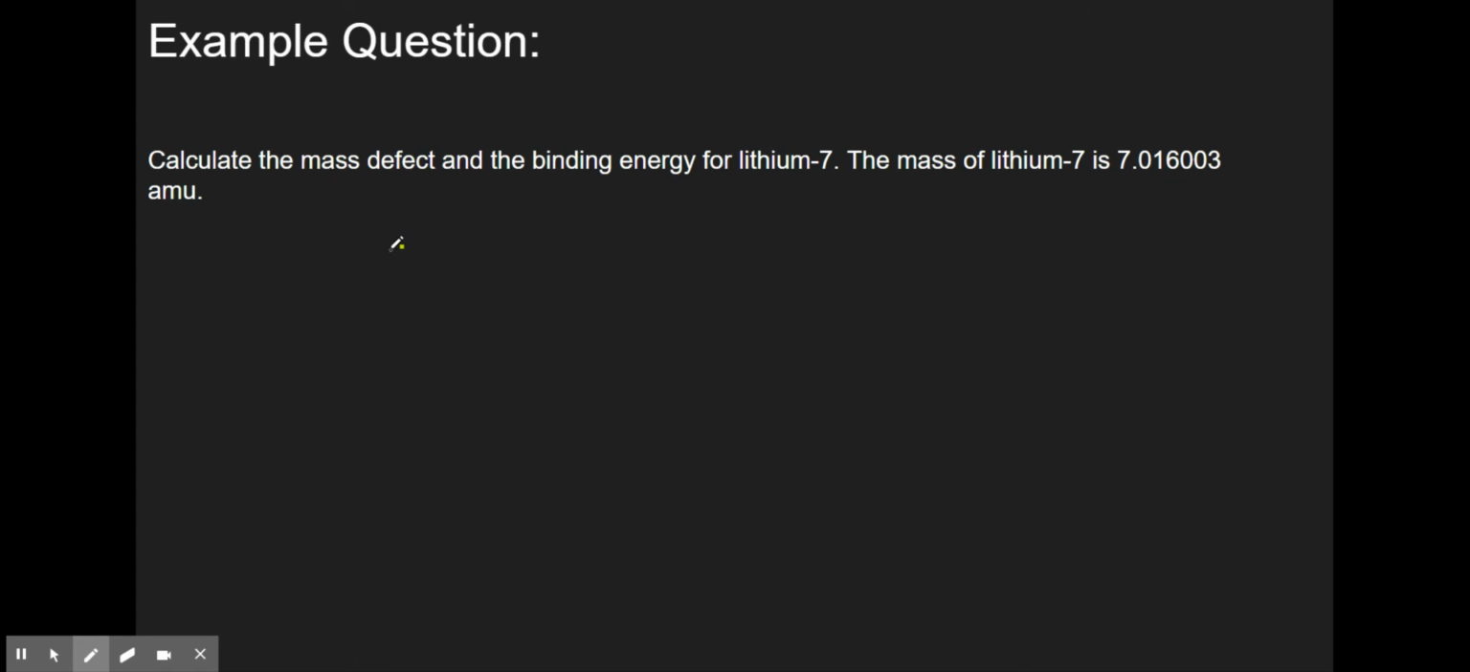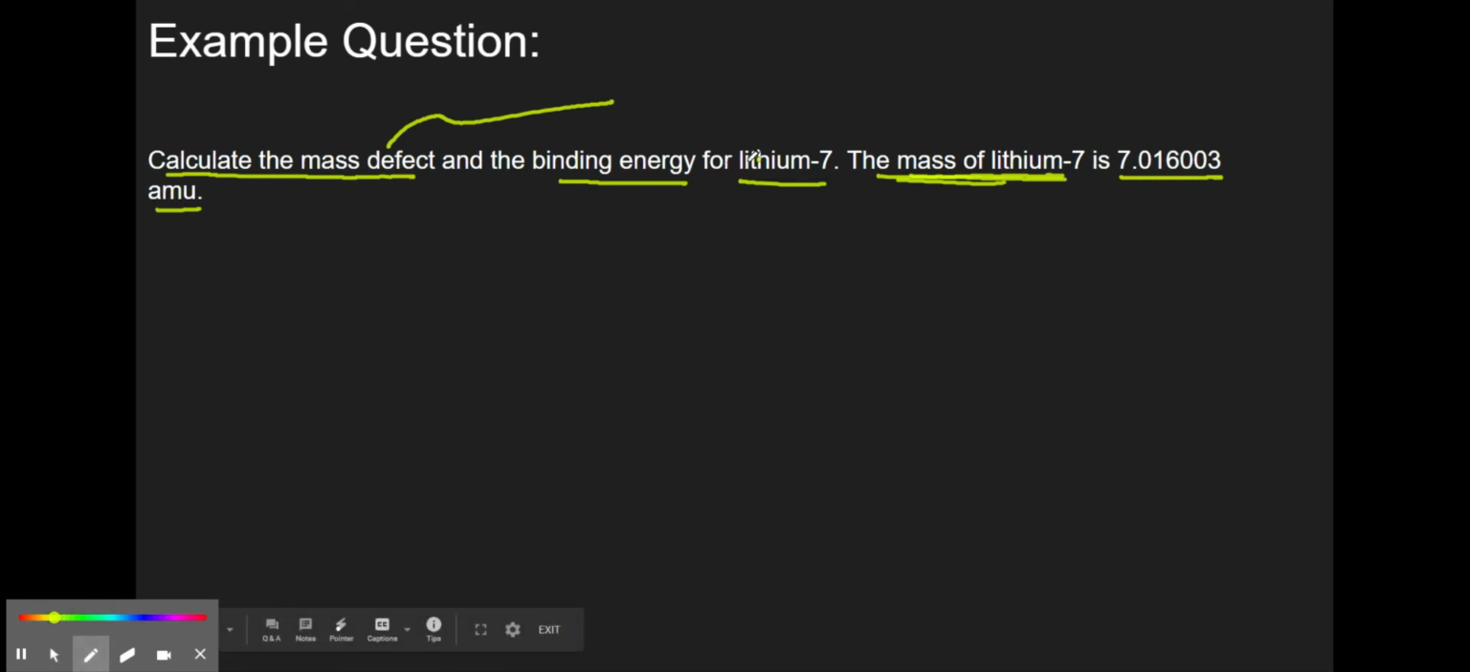So let's look at an example question. This one has us calculating the mass defect and the binding energy for lithium-7. We just need one piece of information, and that is when you put together lithium-7, the mass of lithium-7 in atomic mass units is 7.16003 atomic mass units. So when we're asked about the mass defect, we're really finding the difference between the assembled nucleus and the parts of the nucleus.